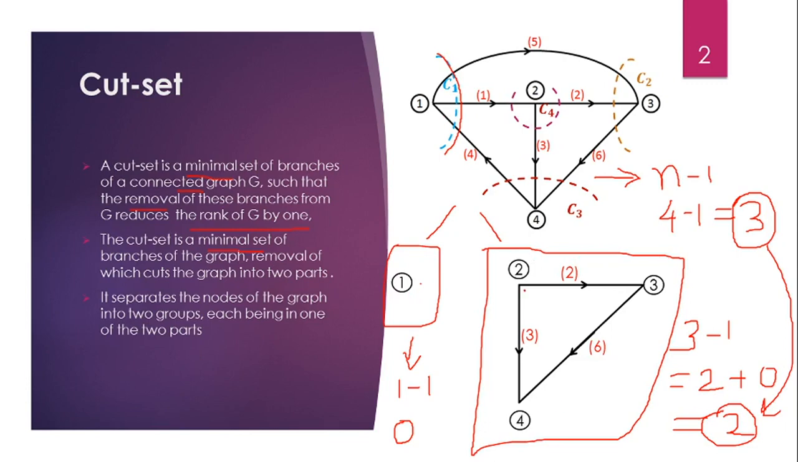So what is a cut set? A cut set is a minimal set of branches where, when we remove these branches, the rank of the graph is reduced by 1. This is the first thing. Second thing, when we remove this minimal set of branches, the graph has two parts. It divides into two subgraphs, or two proper subgraphs we can also say, and it separates the nodes of the graph.